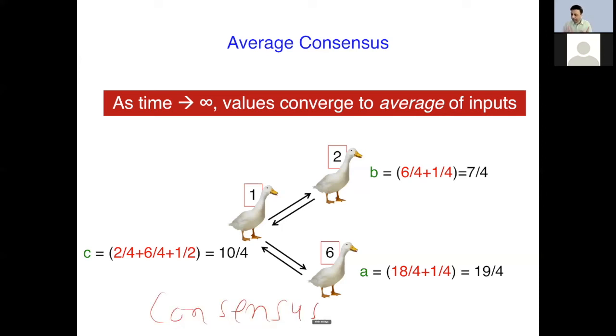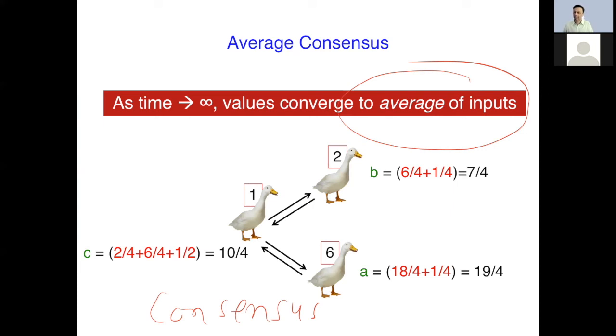Consensus just means agreeing on something. But it's not just that they're getting the same value. The value has some meaning. The value is actually the average of the inputs at all the nodes, the initial values. In my example, there are 1, 2, and 6. So as time goes to infinity, each of these local state variables will become equal to the average of 1, 2, and 6, namely equal to 3.